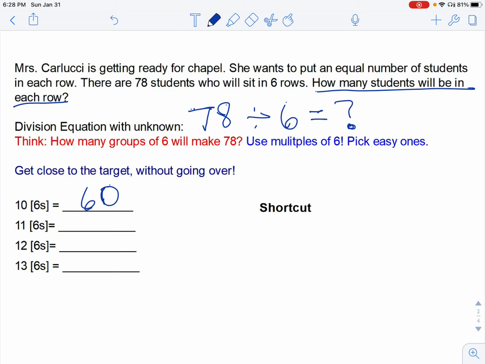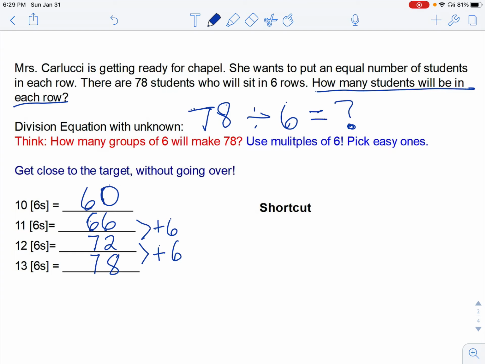And that's not quite enough. Okay, so let's say we had another group of 6. 11 sixes is 66. Closer, still not enough. Let's add 6 more to that, right? Because I'm doing another group of 6. So I believe that brings me to 72. Oh, wow, I'm so close. 12 times 6 is 72, but I want to get to 78 because there are 78 students. And if I did 13 groups of 6, then there'd be 78 students. So we hit the target and we didn't go over.